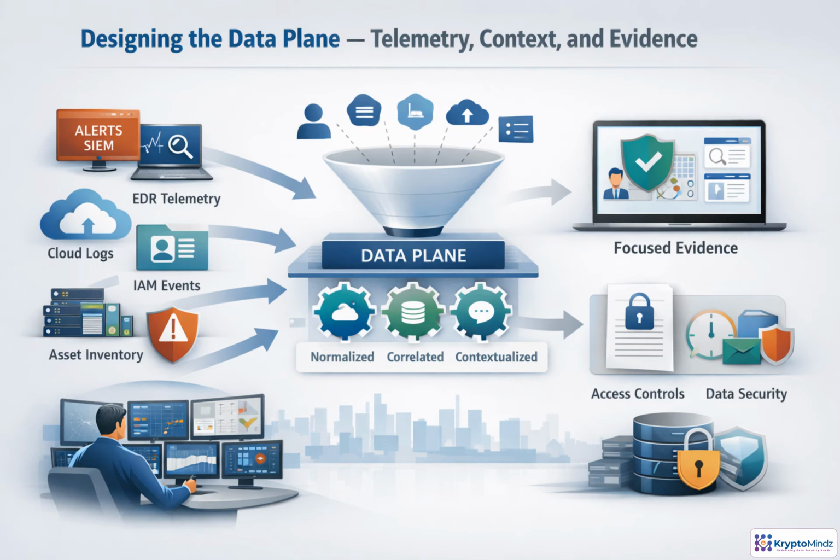The data plane defines what the agent is allowed to know and how trustworthy that knowledge is. Start with high-value telemetry: SIEM alerts, EDR, IAM, cloud logs, asset inventory, and vulnerabilities. Normalize around shared identifiers such as user, host, IP, asset, account, and workload. The goal is not to pour raw logs into prompts. It is to retrieve focused evidence with access controls, retention limits, classification, and privacy safeguards built in.